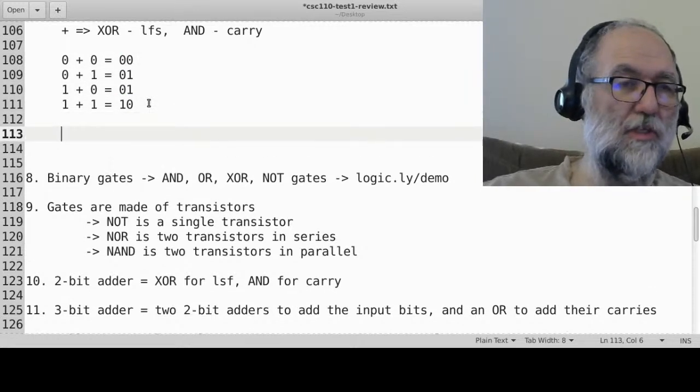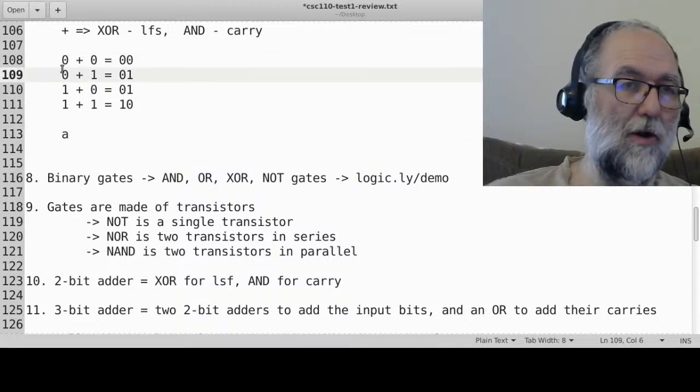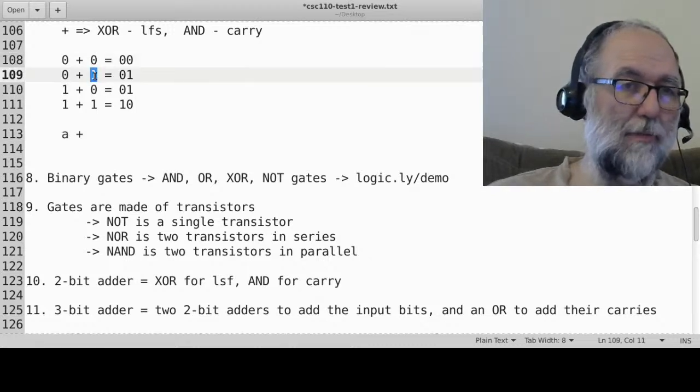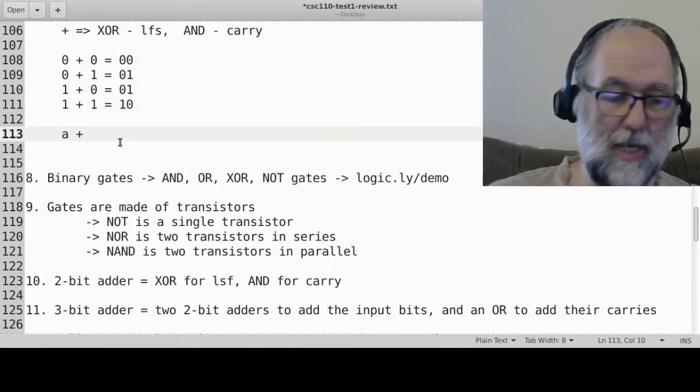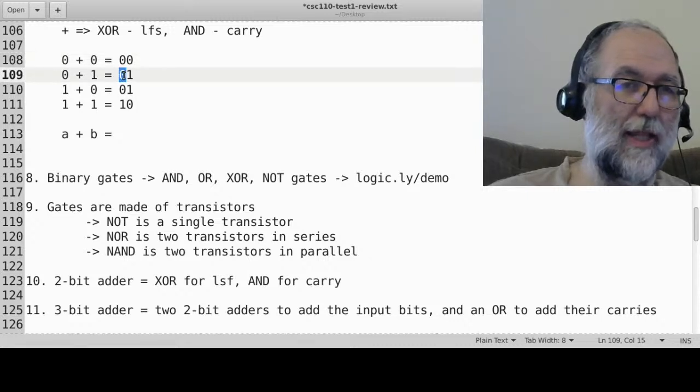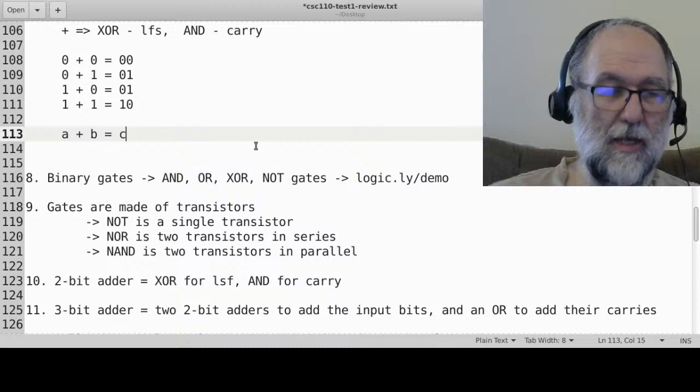Well, let me call this first digit here, that one right there, or that one, or that one, A, because I've got to give it a name. And let me call the second one B, that one, or that one, or that one. And what's that going to equal? That's going to equal this first digit, okay? And that's the carry, so we'll call that C.